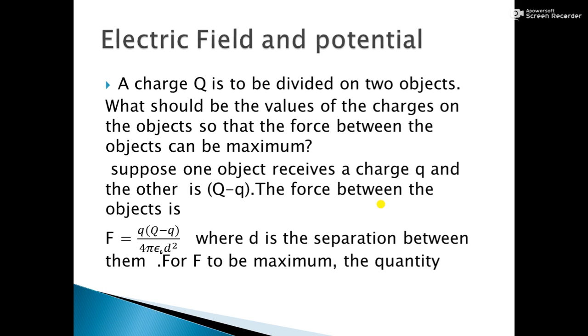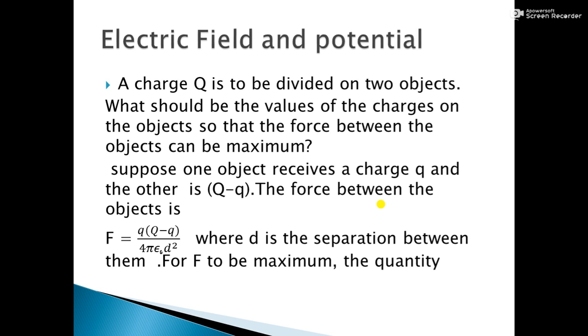Consider another example. A charge Q is to be divided on two objects. What should be the values of the charges on the objects so that the force between the objects can be maximum? Suppose one object receives a charge small q and the other will receive Q minus q. The force between the objects will be given by F equal to small q into capital Q minus q upon 4 pi epsilon 0 d square, where d is the separation between them.